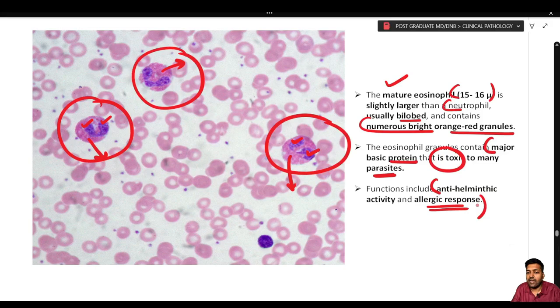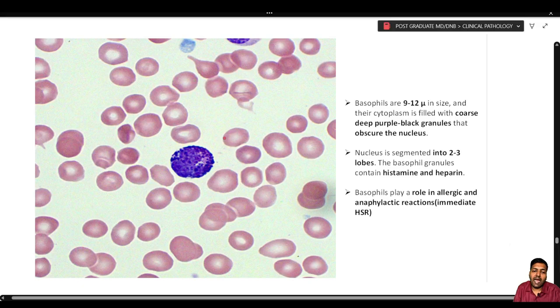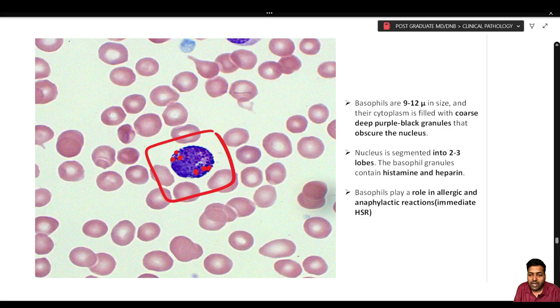Okay, then we have the basophils. The way that you will identify the basophils, you can see, is the presence of these dark violet, dark purple black granules, which obscure the nucleus. This helps in the identification of basophils. So basophils are 9 to 12 micron in size and the cytoplasm is filled with coarse deep purple black granules that obscure the nucleus. The nucleus is segmented into 2 to 3 lobes. The basophil granules contain histamine and heparin. They play a role in allergic and anaphylactic reaction, that is the immediate variety of hypersensitivity reaction.